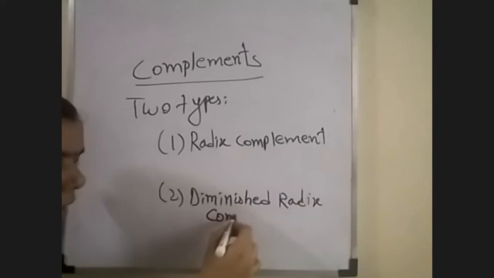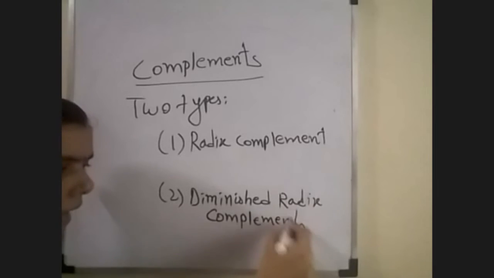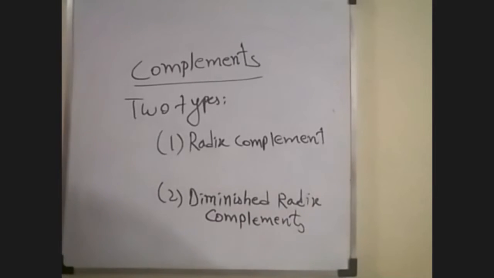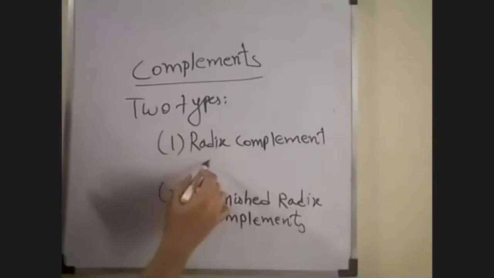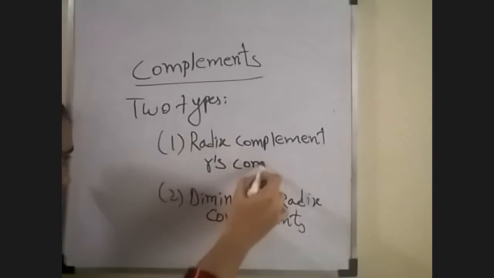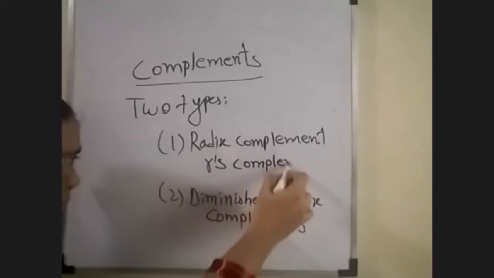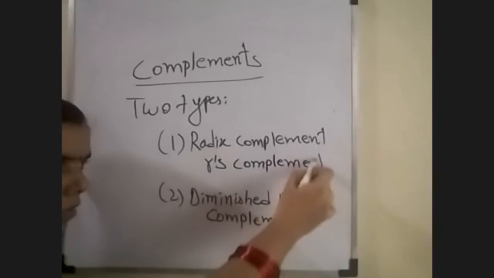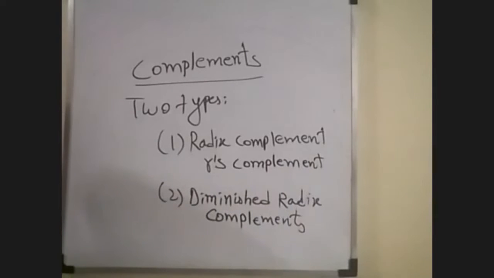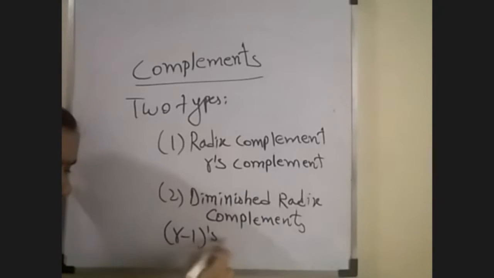So there are two types of complements. The first one is radix complement. The second one is diminished radix complement. Radix complement is also called R's complement. Diminished radix complement is also called R minus 1's complement.